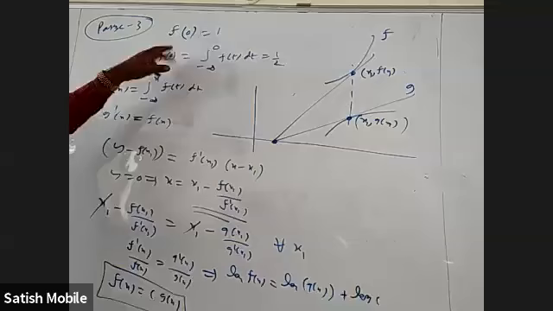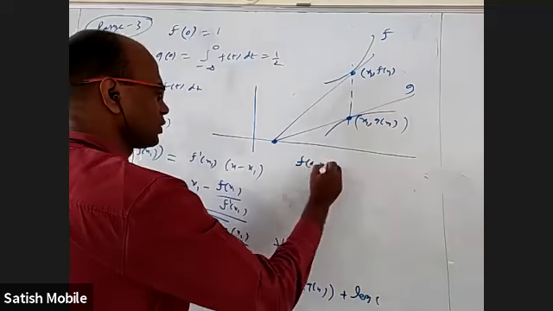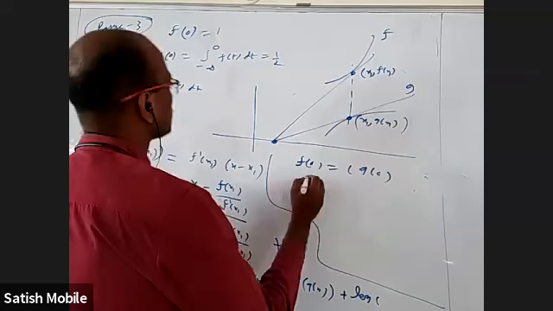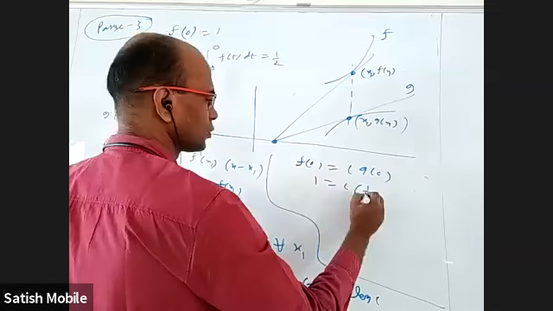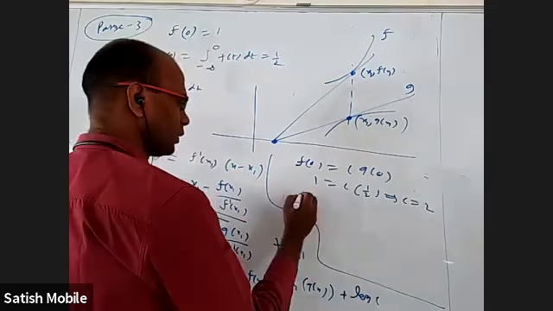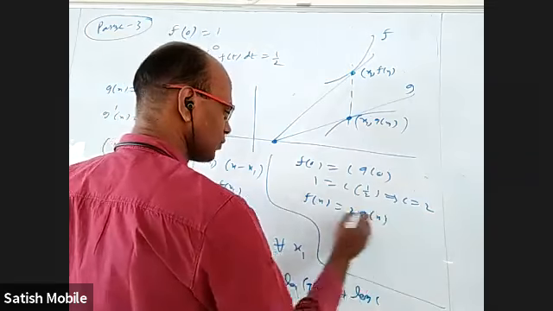Okay. Now, how to find that c value? They gave in that question f of 0 is 1, g of 0 is 1 by 2. Put it. F of 0 is 1, g of 0 is 1 by 2 means c should be 2. So f of 0 equal to c into g of 0. That is 1 equal to c into 1 by 2, which gives you c equal to 2. So when you put back, you will get f of x is equal to 2 times g of x.